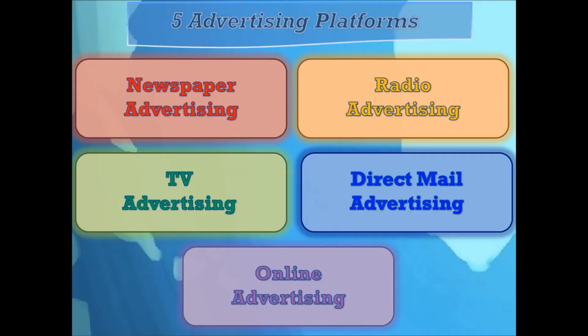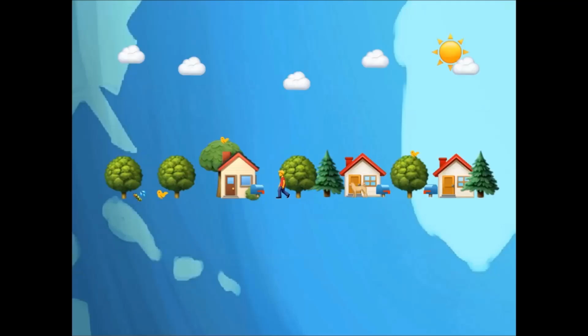Welcome to the 4th video in this 5-part series, Direct Mail Advertising. Direct mailing is super simple. Just write a copy, stick it in an envelope, walk around your neighborhood, slide it in your neighbor's mailbox, and you're done. Okay, got it?